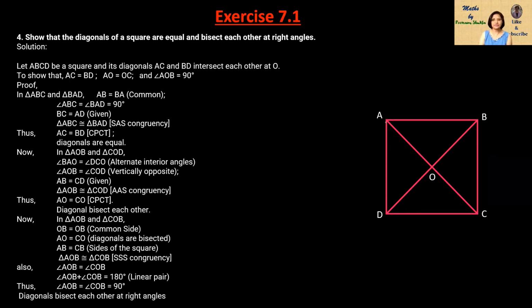So ABCD is a square and its diagonals AC and BD intersect each other at point O. This is the given, and to show that AC equals BD, right, and AO equals OC. One more thing we have to prove, angle AOB is 90 degrees, or any of the angles, right? You can say.